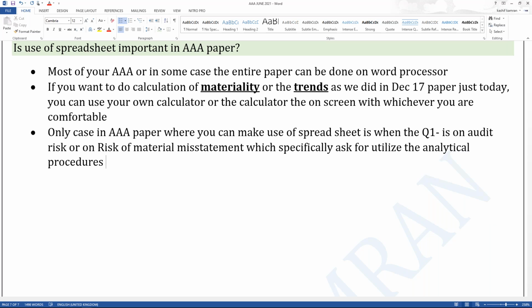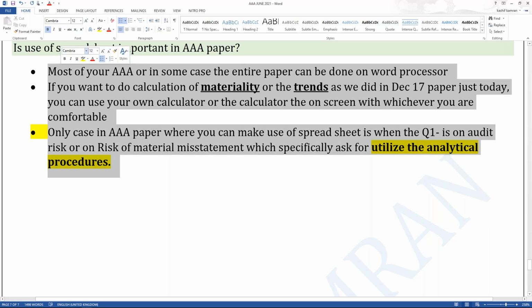Now, I hope you must have seen some past papers where the examiner asked, in an audit risk question and in the risk of material misstatement question, to utilize the analytical procedures. Have you seen a question like such in past papers, where the examiner specifically asked for utilizing the analytical procedures? So the only case in the AAA paper where you can make use of the spreadsheet is when question one on audit risk and the risk of material misstatement specifically asks to utilize the analytical procedures. Then only the spreadsheet becomes advisable. Is that clear?